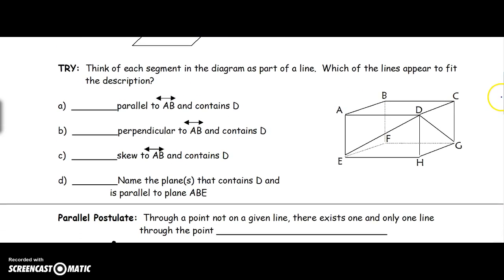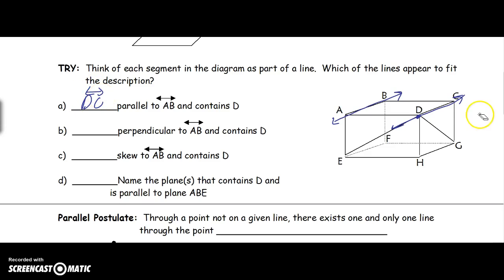So here's an example. It says, think of each segment in the diagram as part of a line. So this is just one portion of the shape that we are seeing. It does extend forever. Which of the lines appear to fit the description? So we're looking for a line that's parallel to AB. Here's AB. That has to contain the point D. So think about what parallel lines look like, and if you notice here, DC is parallel to AB. So DC would be our answer.